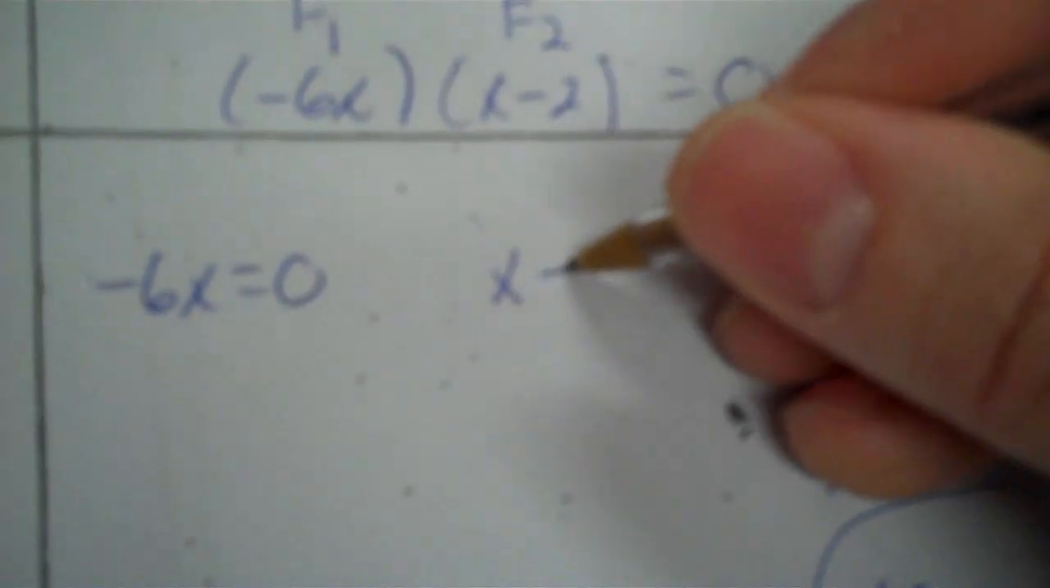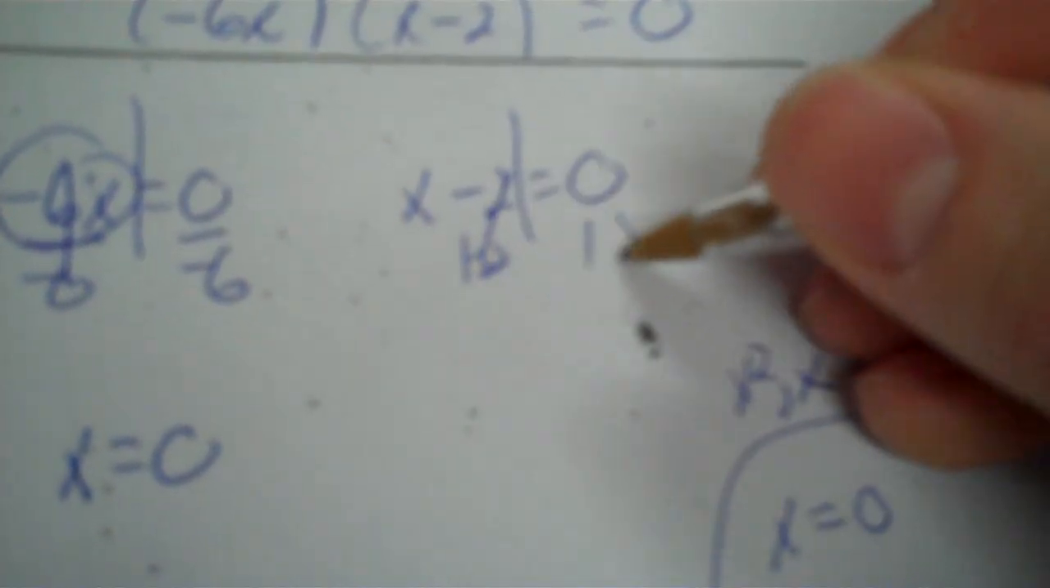Okay, so F1, F2. Negative 6x could equal 0. x minus 2 could equal 0. Divide by negative 6, and that's 0. Then you add 2, and you get 2.